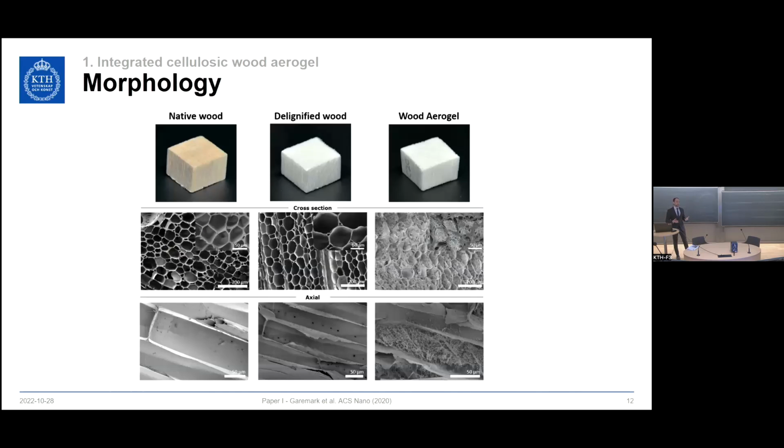Using scanning electron microscope, we could then study the structures in which we see that native wood and the delignified wood has the open honeycomb-shaped cells that are empty. But the delignified wood, we can see that they are slightly delaminated, and this is because we removed the intercellular lignin. The wood aerogel has a unique structure in which we have formed these lumen aerogels in them.